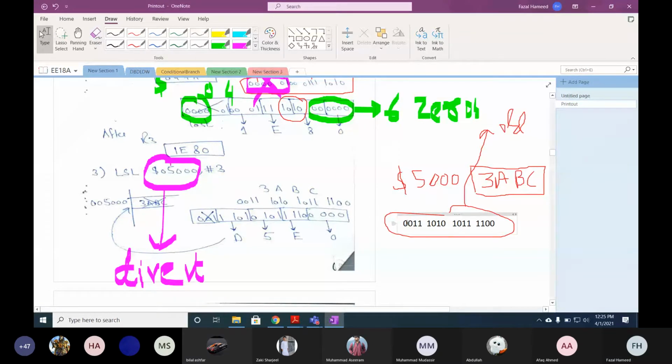Now how many zeros are we inserting from the left? 3, from the left side. So 3 zeros will be inserted from the left side: 0, 0, 0. How many bits will be removed from the right side? 3 bits. So what will be the new content now? Now we have to rearrange the data and present it in binary form. We make it a size of 4 bits each: 0, 1, 0, 1, then 1, 1, 0, 0. And then if we rearrange the data, what are the new contents?